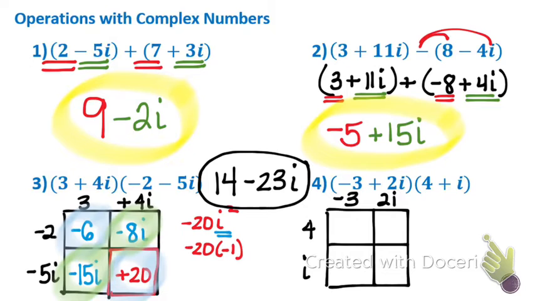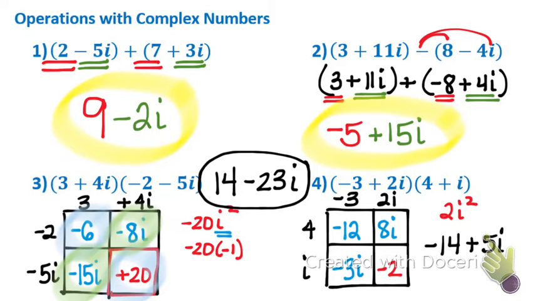All right, so in the first square, we have a negative 12. In the second square, we have an 8i. Bottom row, first square, negative 3i. And then in this one, we would have 2i squared. But 2i squared means 2 times negative 1. So we have a negative 2. Combine your like terms, and your final answer should be negative 14 plus 5i. Who had that? Negative 14 plus 5i. Okay.